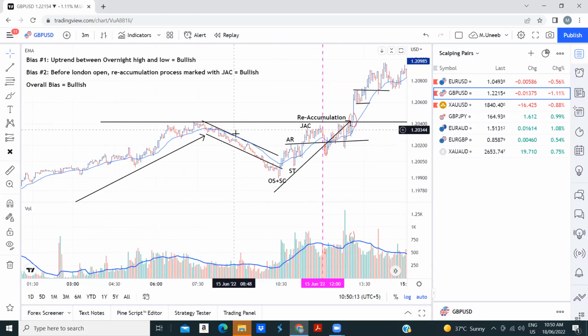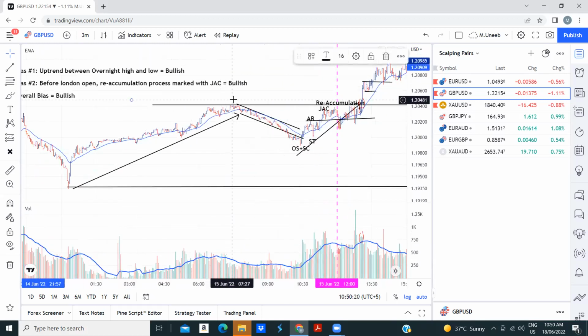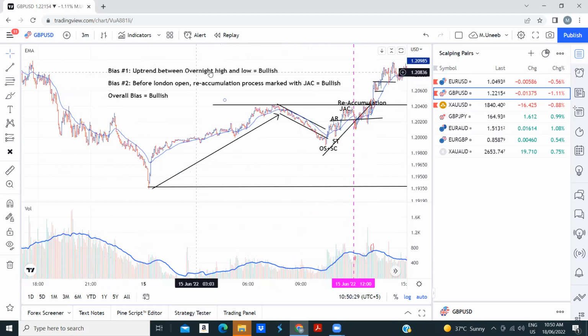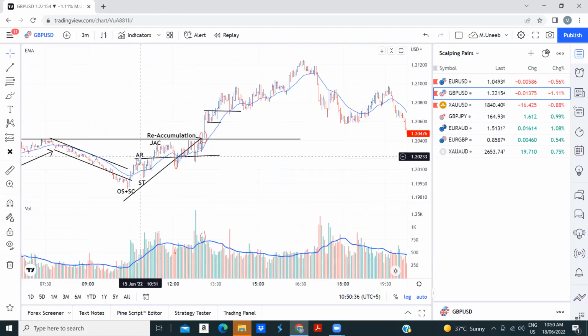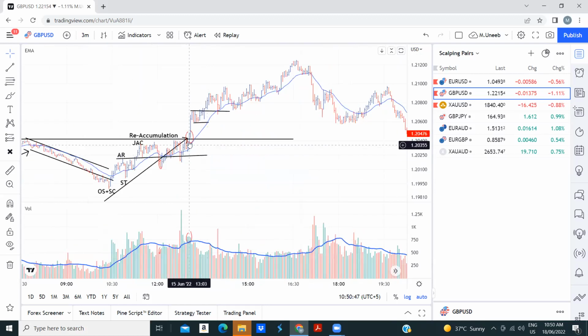But now go to the second point. Before London Open, what do we have? We have a reaccumulation process, right? So the bias just before the reaccumulation process was bullish, am I right? And after this AR, we can also identify the bias at the overnight high. So this is a reaccumulation process because we have a jump across the creek after AR, right? So the bias is bullish between the overnight high and this one. And as the price breaks it, we know that this is a bullish bias. Got it?